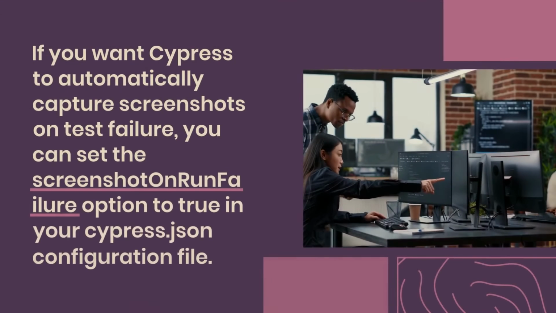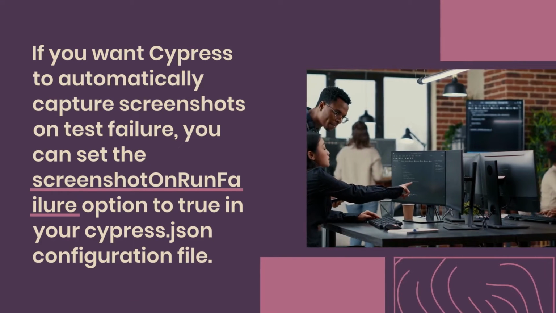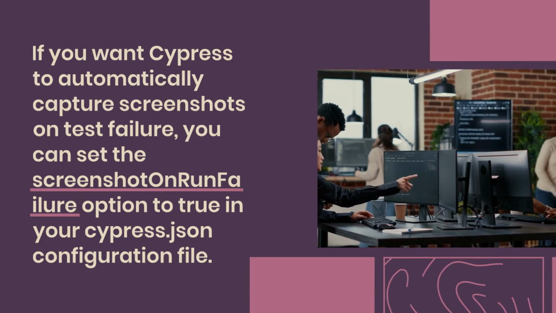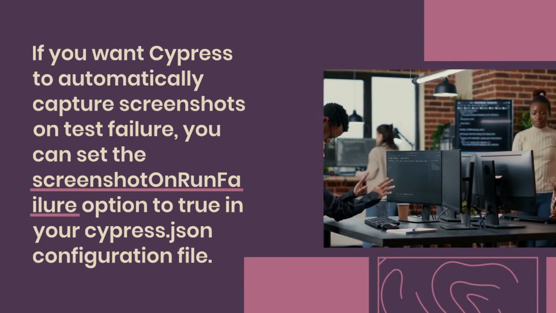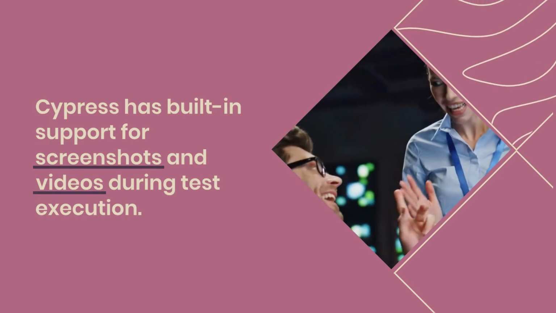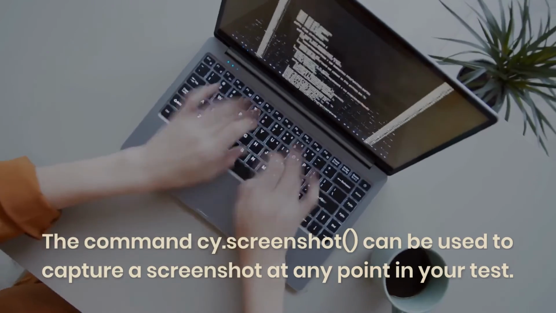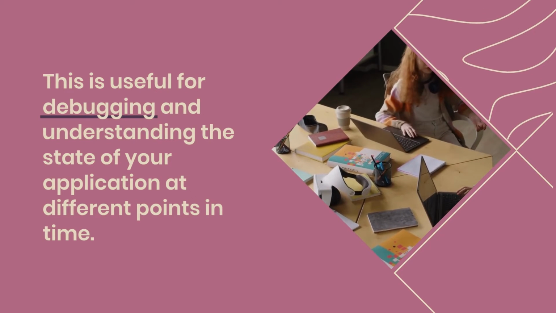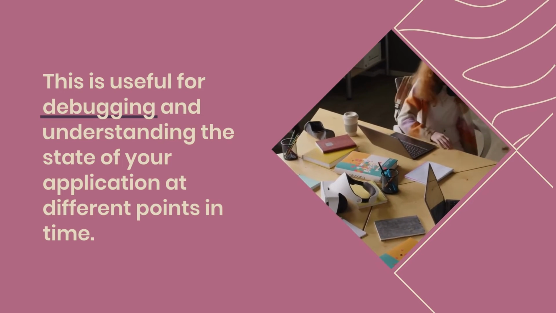If you want Cypress to automatically capture screenshots on test failure, you can set the screenshotOnRunFailure option to true in your Cypress JSON configuration file. Cypress has built-in support for screenshots and videos during test execution. The command screenshot can be used to capture a screenshot at any point in your test. This is useful for debugging and understanding the state of your application at different points in time.